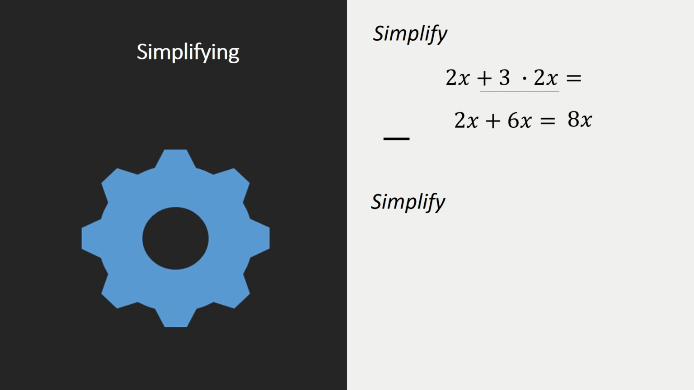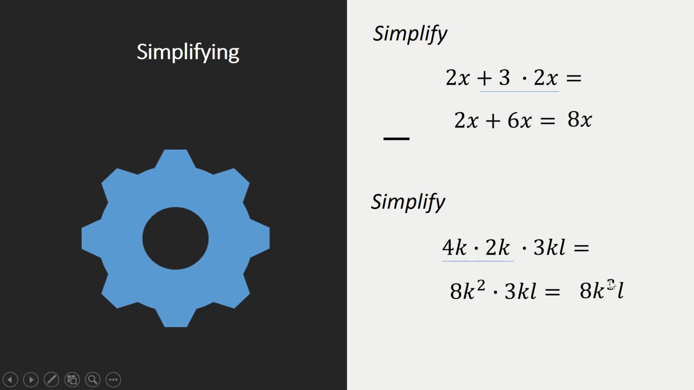Another one. Simplify 4k times 2k times 3kl. First, we're going to do multiplication from left to right. So first we're going to do 4k times 2k. That's 8k squared. Then we're going to multiply it with 3kl. And that's 8k to the power of 3 times l. It's really important that on top in the power of the k over there is an invisible 1.